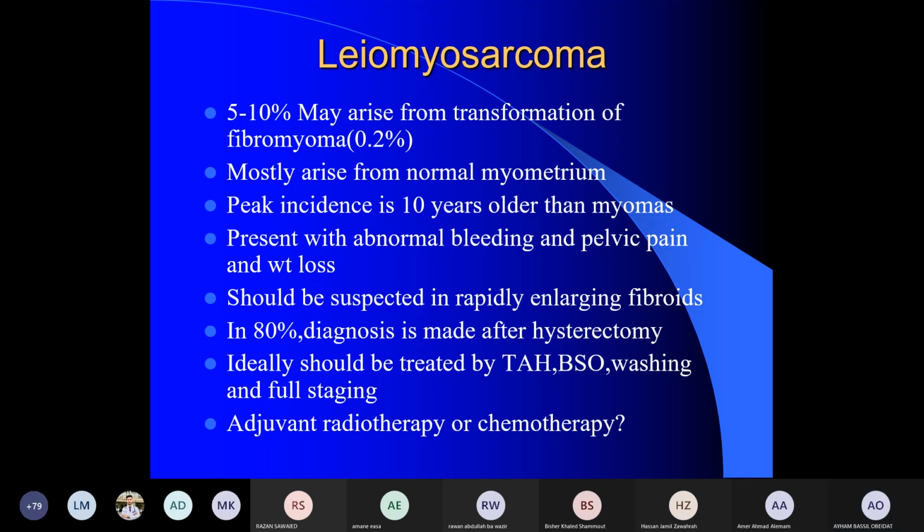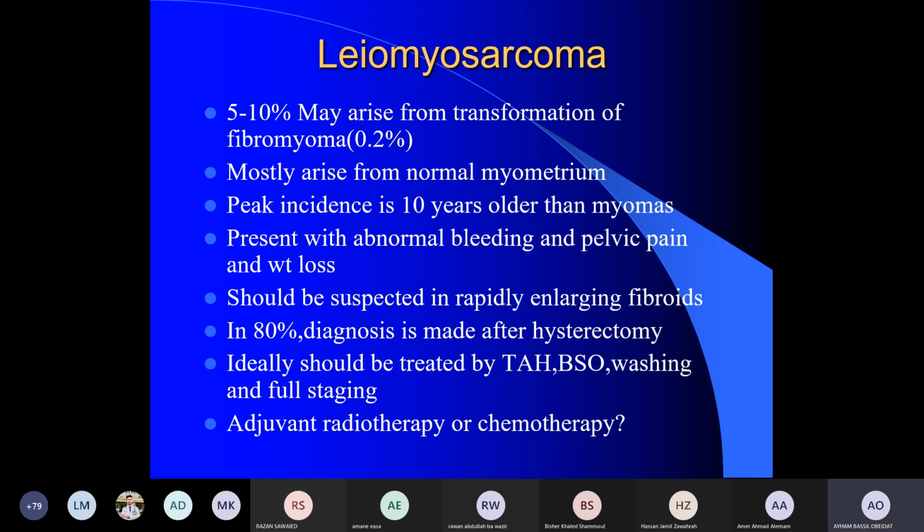Leiomyosarcoma. Again, leiomyosarcoma is a rare tumor, which means it is a malignant tumor of the myometrium. If a patient is having a fibroid, there is a small risk that it can be transformed into sarcoma. The risk is around 2 per 1,000. So 2 per 1,000 risk of sarcomatous transformation of fibroid into sarcoma.